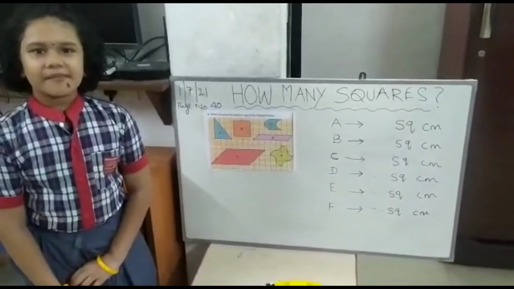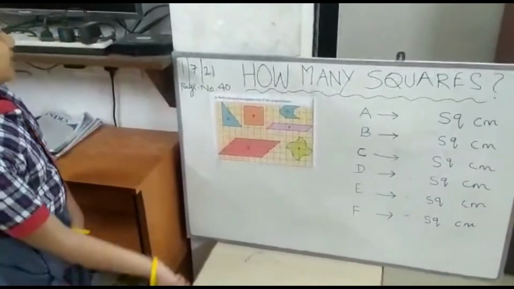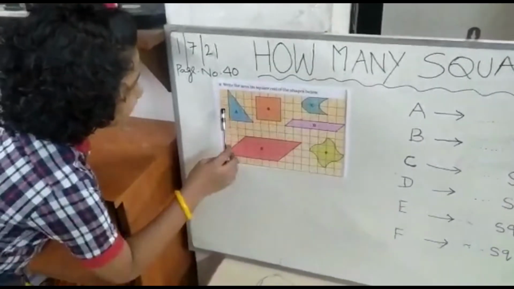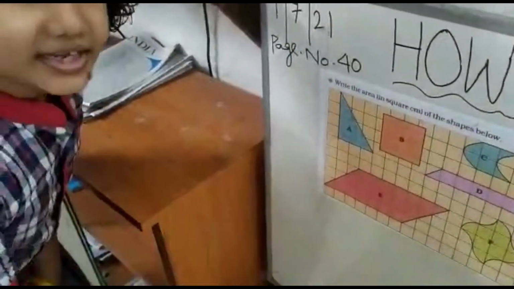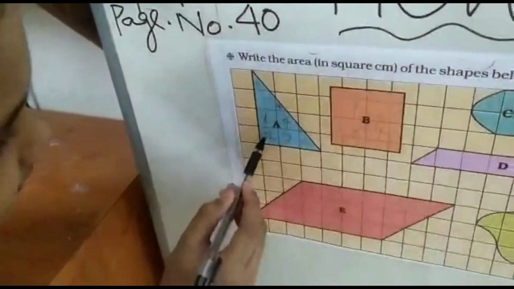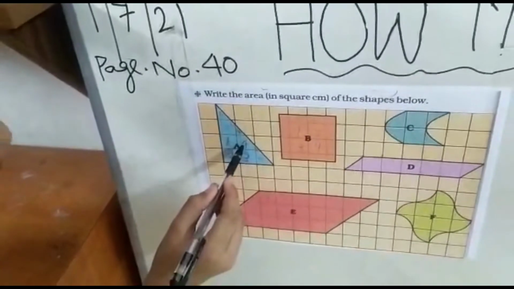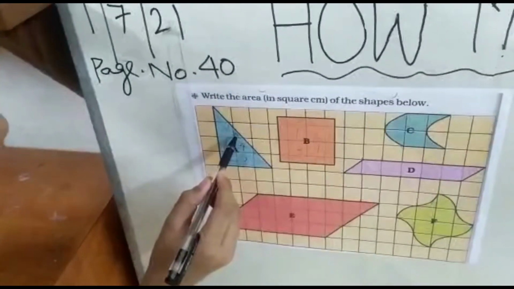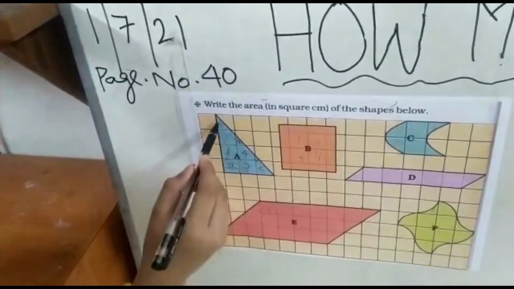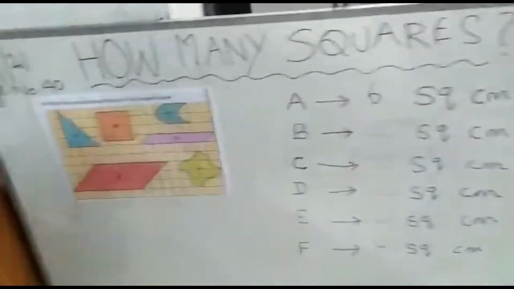Hi friends, today I am going to explain how many squares, page number 40. Now we should find out the area of the shapes. First is A. We should draw horizontal line and vertical line. Now I will count full squares. 1, 2, 3. Here is some half. Here 4, here 4, here 5, here 5, here 6 and here 6. The area of A is 6 square centimeter.